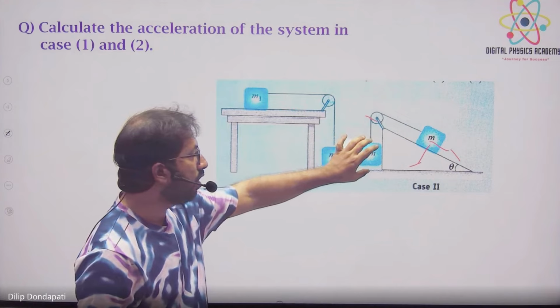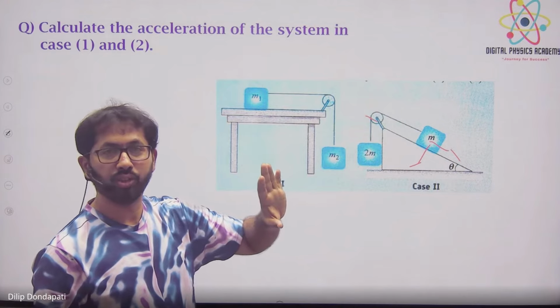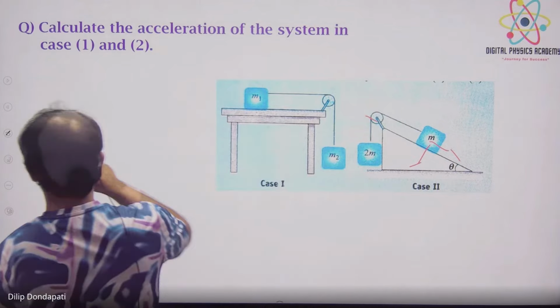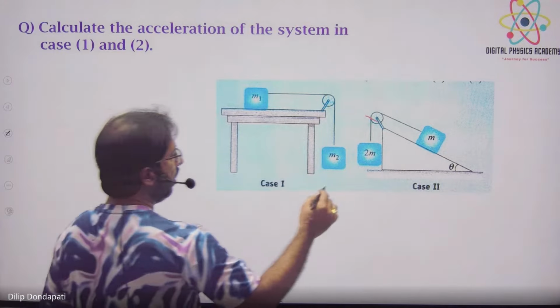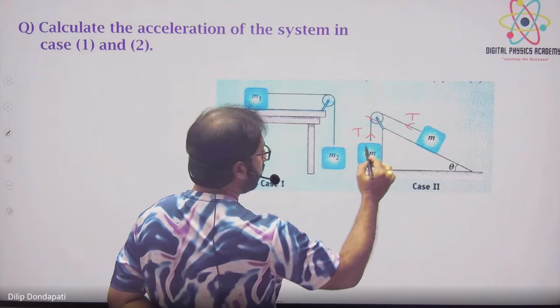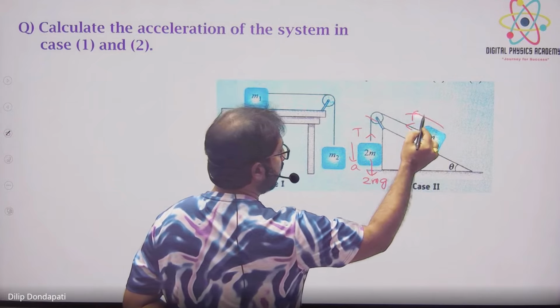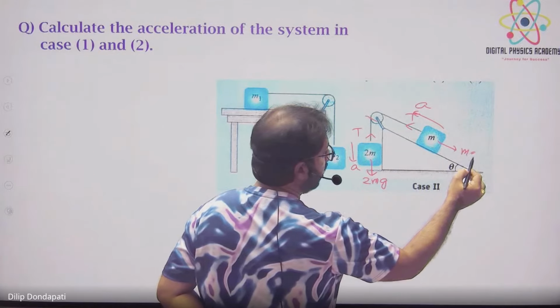See, we are drawing a separate free body diagram for each case; the axes of one don't relate to the other. Use free body diagrams: tell me first, what are the forces acting on this one? Downwards is 2mg, tension is upward, and acceleration is downward because the mass is greater. And on the incline, the forces are mg sin theta, mg cos theta, and normal on top.